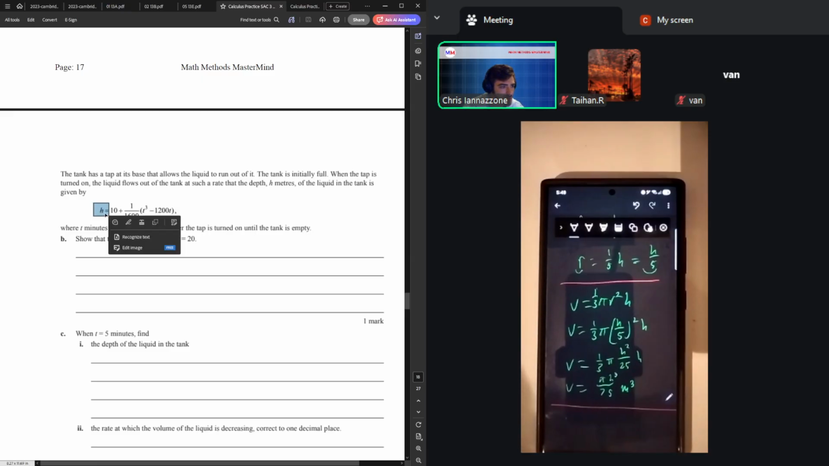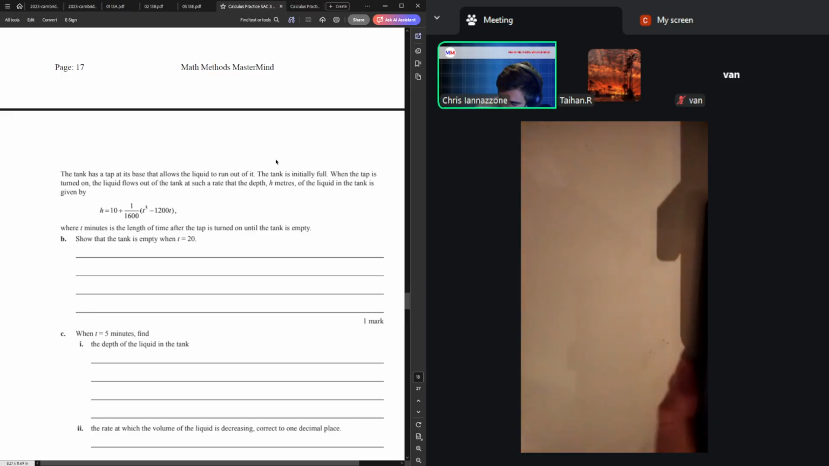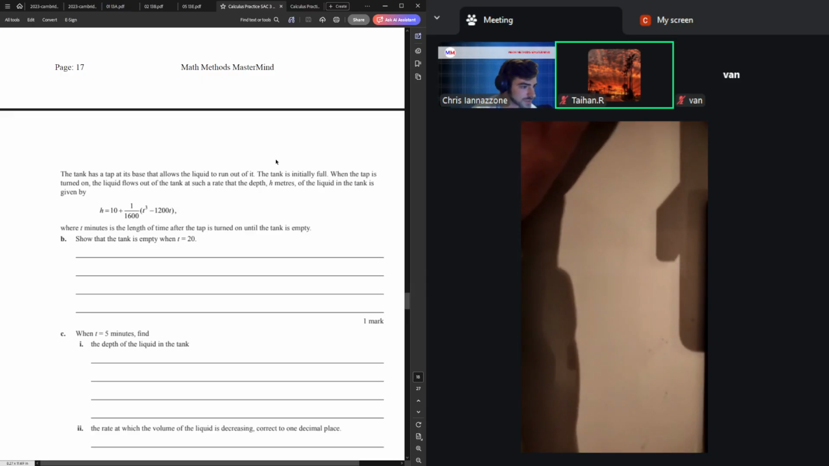The height, how high it is from the base, with respect to time, how much time in terms of minutes have elapsed. It is turned on until the tank is empty, and the follow-up question to that is: prove the tank is empty when t equals 20. Hypothetically, what do we think is going to happen if we shove in our t equals 20? Get 0. Yeah, 0. Why?